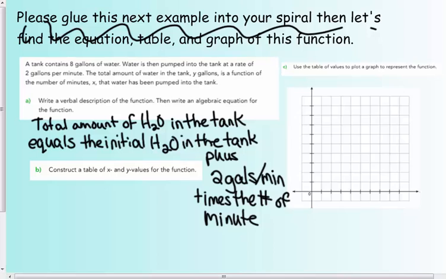My equation would be, okay, it starts with 8. So the initial water in the tank, as I wrote in English, plus, so my equation, I'm going to put it under here under B because I ran out of room, plus 2 gallons per minute, the rate, the slope, and times however many minutes. So y equals 2x plus 8 or y equals 8 plus 2x. Doesn't matter the order, it's commutative.